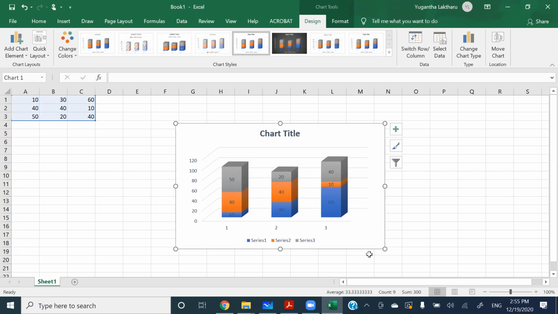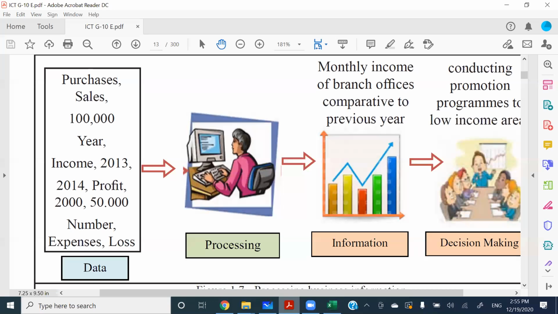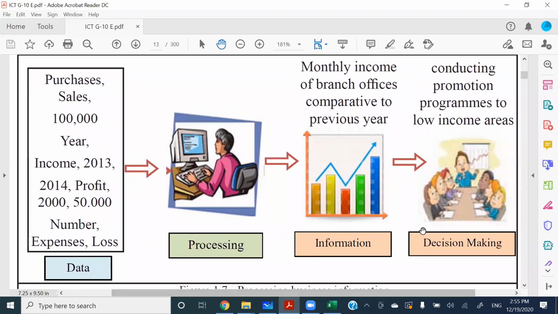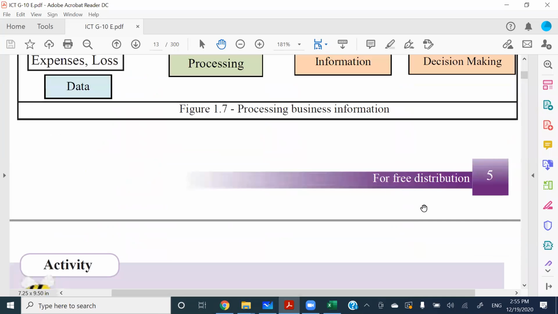So we just quickly process the things through here. Again, data is input, it is processed, and information is created. And then, as I told you, most importantly, the decision making is done through the information.